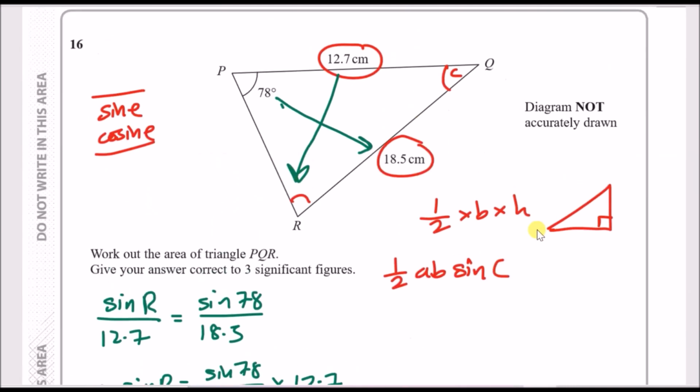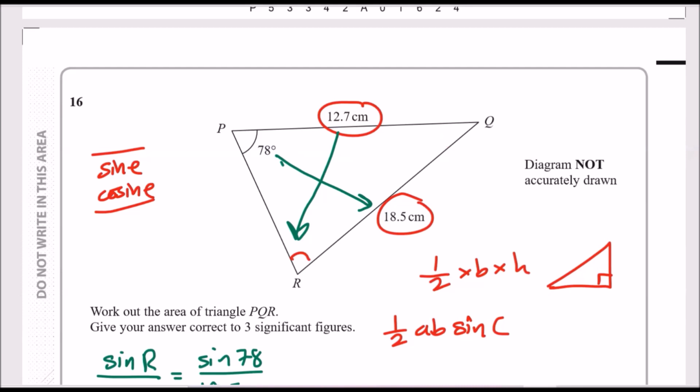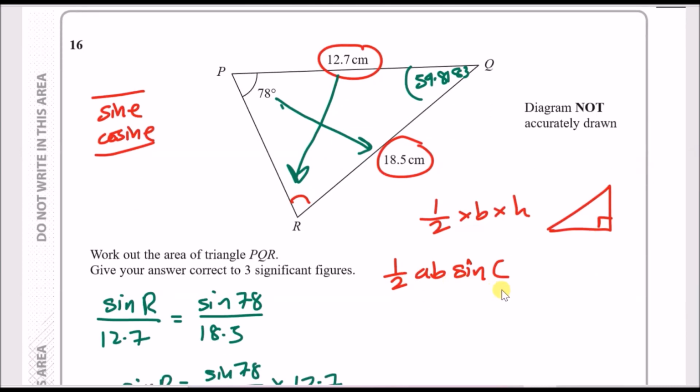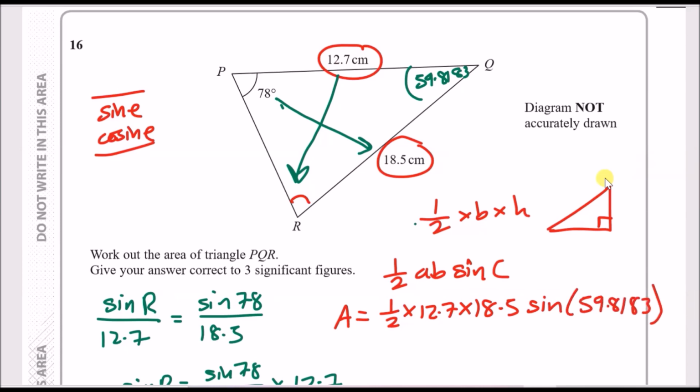So okay, let's update our triangle for a second, yeah? So now we got this angle C, which was 59.8183 degrees. And now using the area of a triangle, half AB sine C, it'll be half times A or B, so half times these two lengths. So we can say, all right, let me change the color pen. The area is going to be half times 12.7 times 18.5 sine that angle here, 59.8183. And you're done.